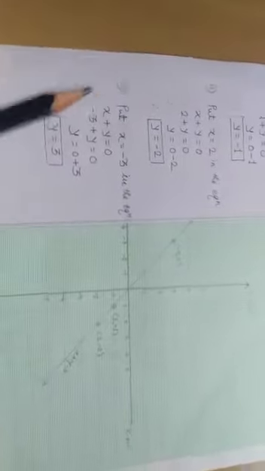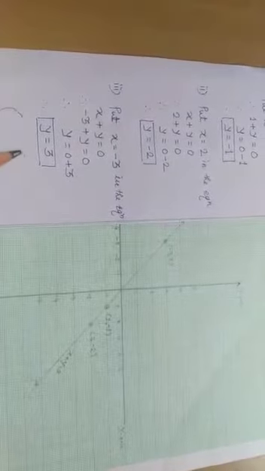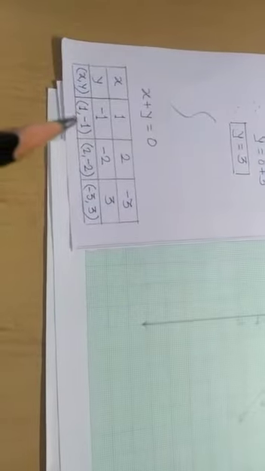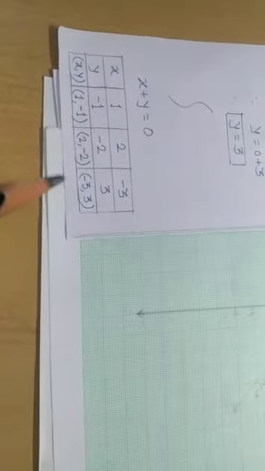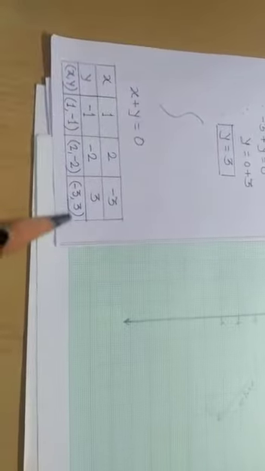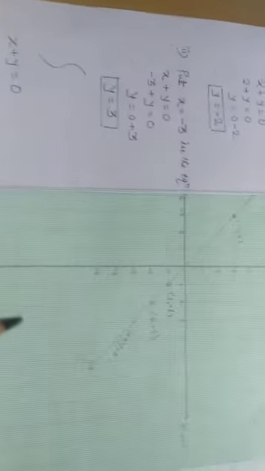Then put x is equal to minus 3 in equation, we get y is equal to 3. In this way, we prepare a table. Three ordered pairs are (1, minus 1), (2, minus 2) and (minus 3, 3). These three points now we plot on the graph paper.